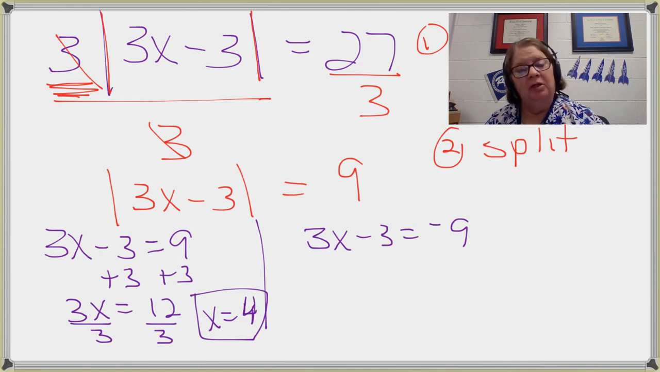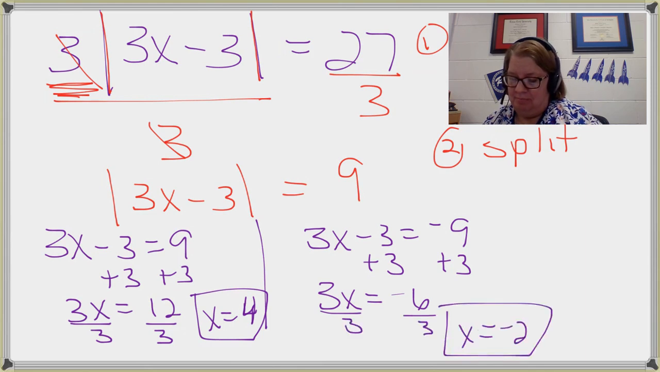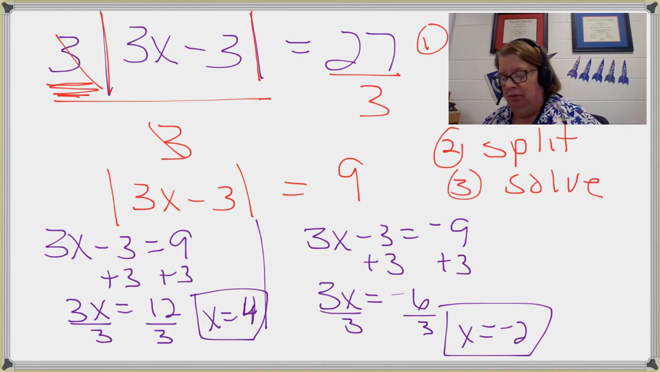Okay. Solve the other side. Add the 3, add the 3. Negative 9 plus 3 is negative 6. Divide. So what did we do? We isolated the absolute value. We split the equation into 2. We solved both sides. We could check it.